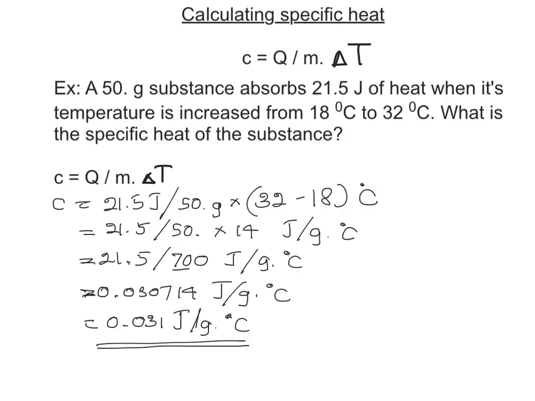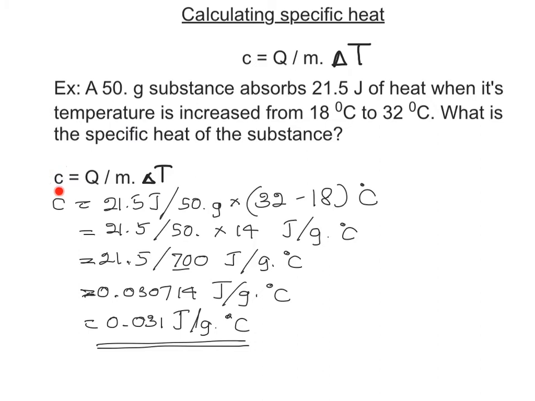In this example calculation, we are asked to calculate the specific heat of a substance given the amount of heat, the substance mass, and the temperature change. A 50-gram substance absorbs 21.5 joules of heat when its temperature is increased from 18 to 32 degrees Celsius. What is the specific heat of the substance?